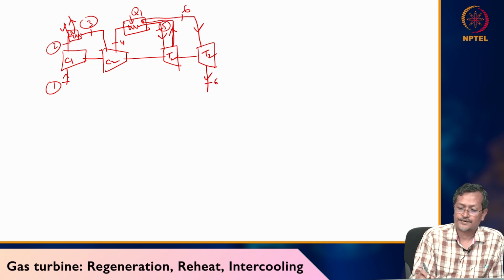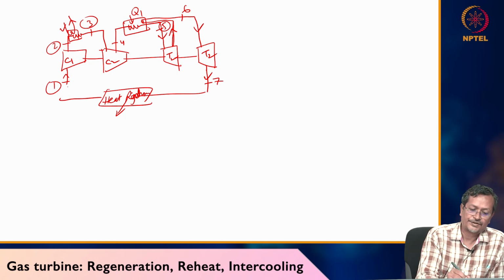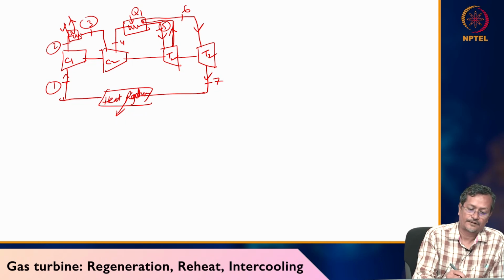5 to 6, 6 to 7, then 7 heat rejection, and it is going again to 1, 7 to 1.